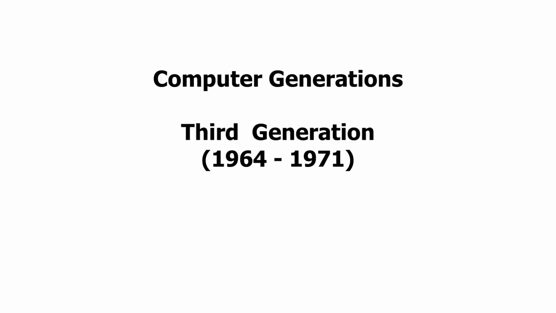Third generation. Third generation used integrated circuits, that is IC. They were much smaller as compared to previous generations. Computation time was in nanoseconds. They were smaller in size and easily portable. They were more reliable than previous generations. They consumed less power and hence generated less heat.